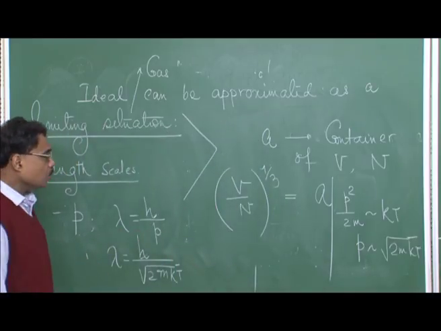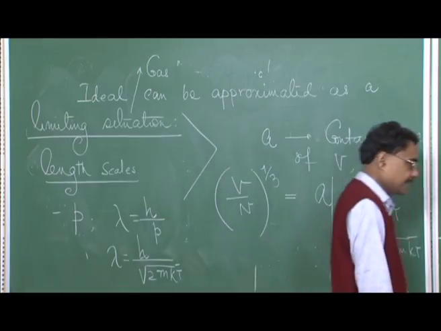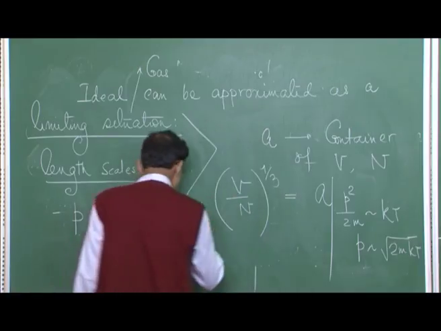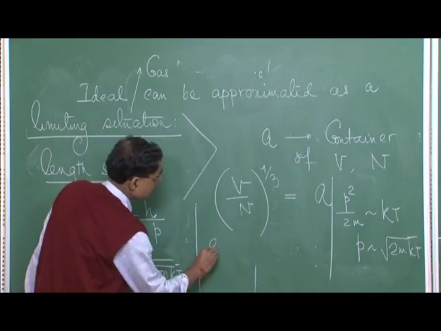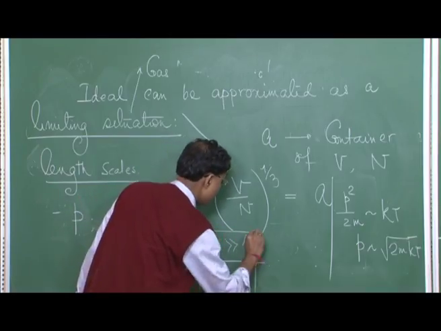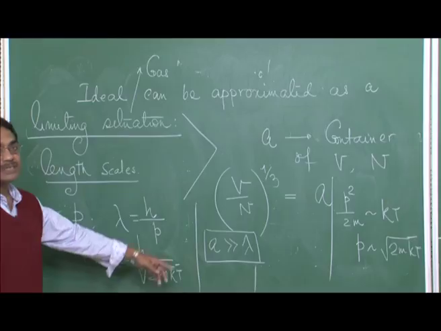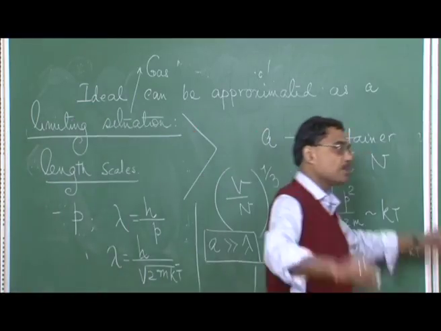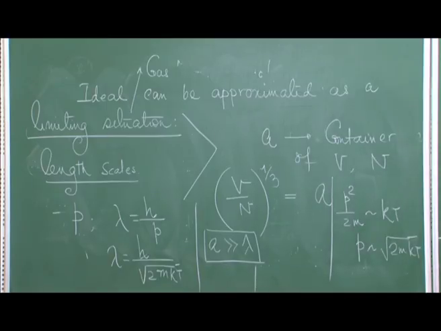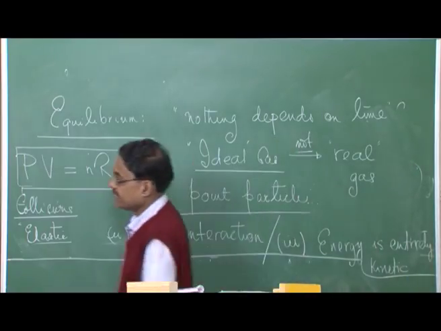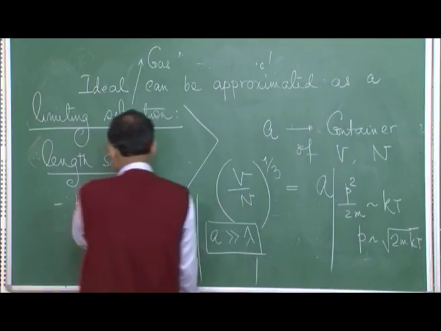I remind you of two lengths, one is A, the other is lambda. These two are to be compared. If A is much greater than lambda, all I can say is that the interatomic distance or intermolecular distance, which plays an important role, is very high compared to the de Broglie length scale.